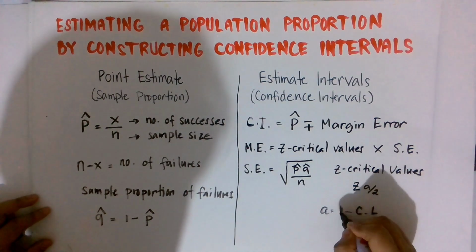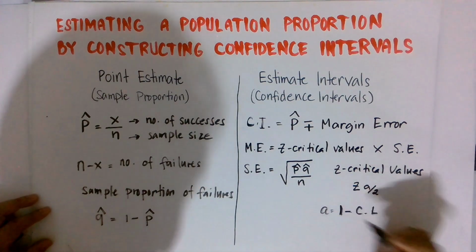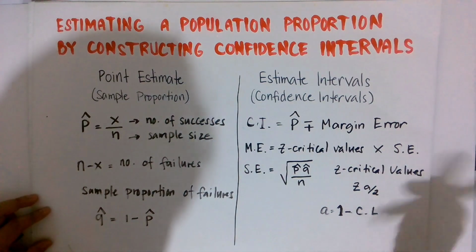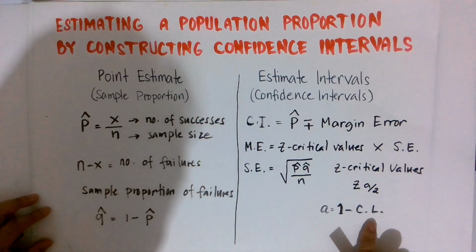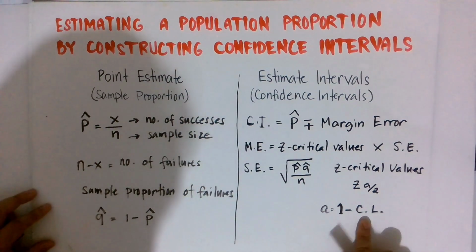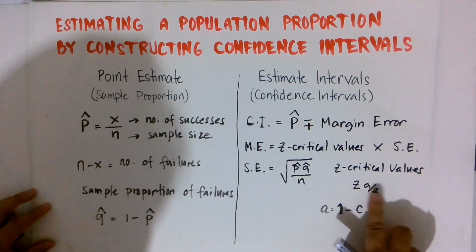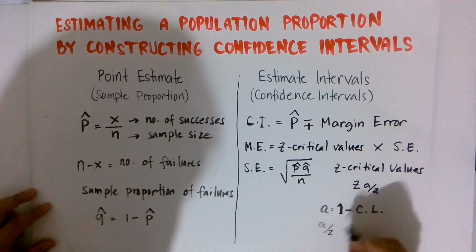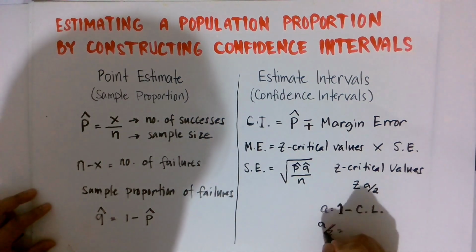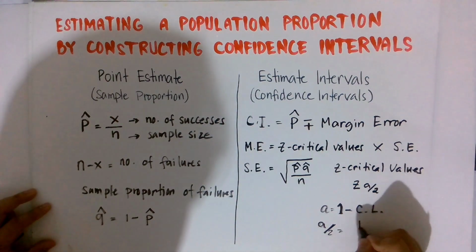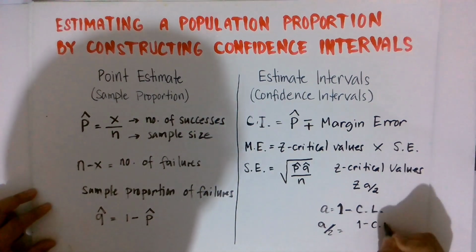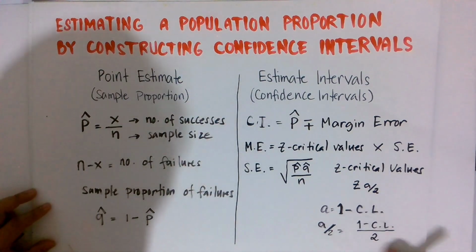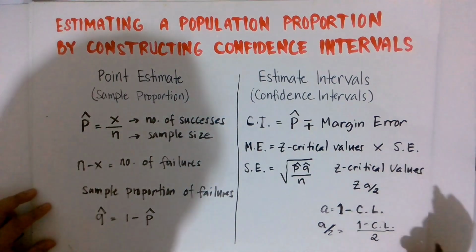Now, saan manggagaling ang confidence level na yan? Yan ay given sa problem. So, kung ano man yung given na confidence level, ima-minus lang natin yun sa 1 to get the alpha. And since in our Z critical values, alpha is over 2, so we will divide alpha by 2. So, alpha over 2. So, whatever the difference between the 1 and the confidence level, we will also divide it by 2. Okay? So, yan.